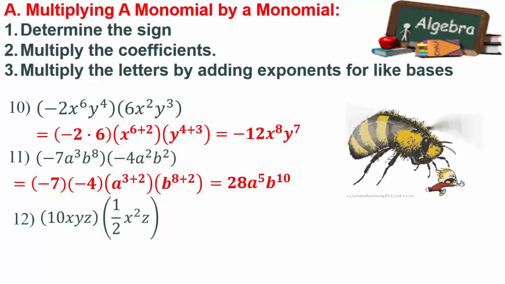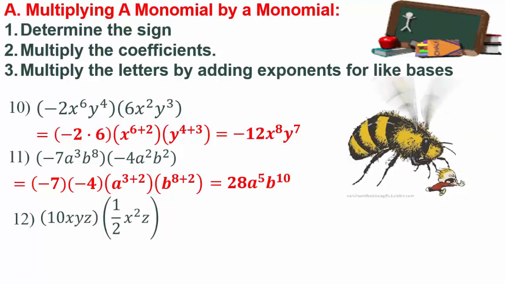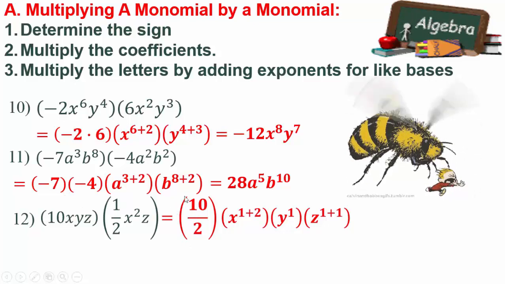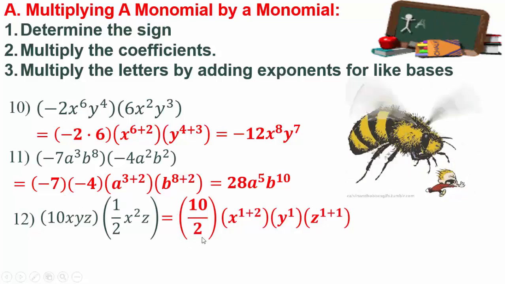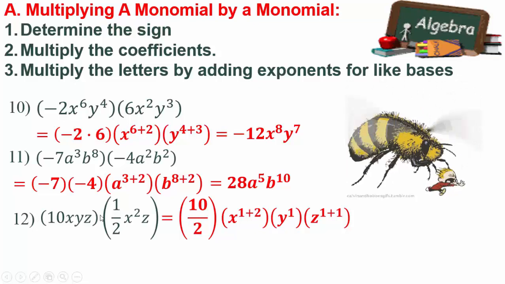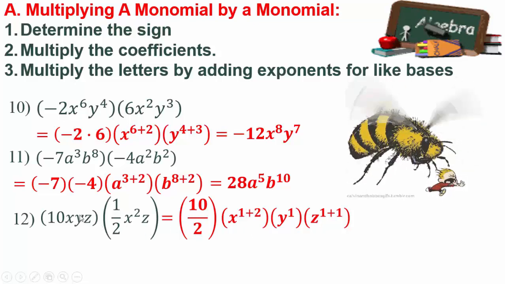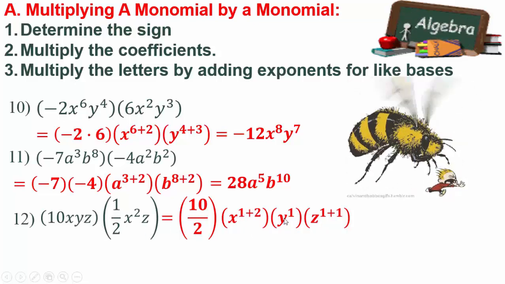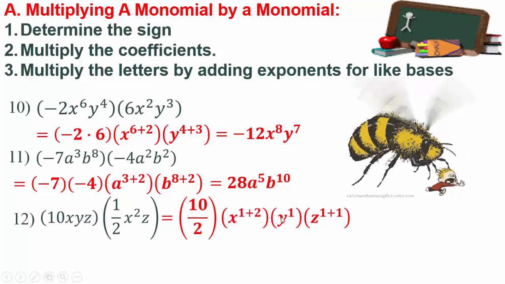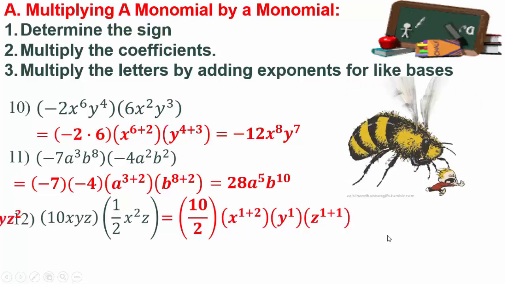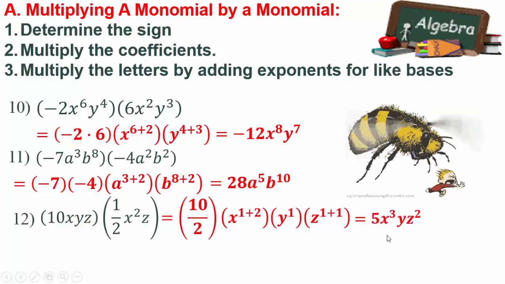In reviewing what we just did on the whiteboard in example number 12, here I did my coefficients, and as you see, it's 10 over 2. That's what 10 times 1/2 means. And then I have my x's, and then my y's. I only have y to the first power. That's all I have here. And then I have my z's, and I have 2 of them, and all of them to the first power, so it's 1 plus 1. And then I put it together to get my final answer.